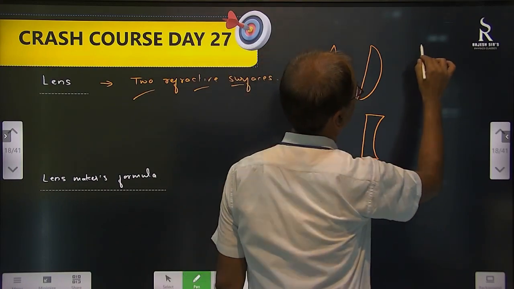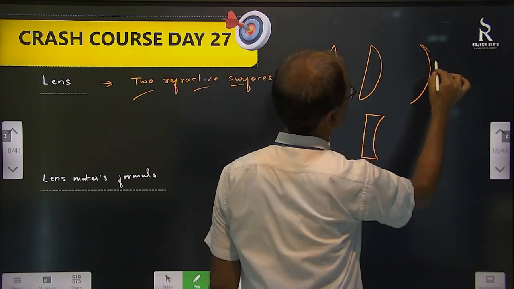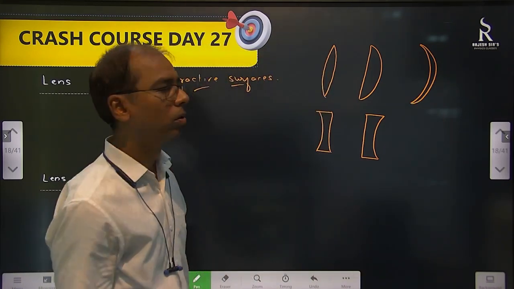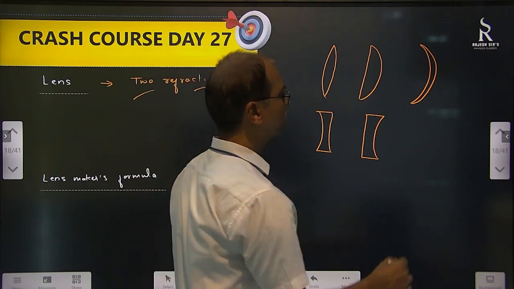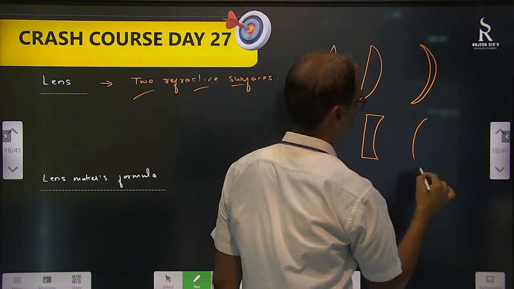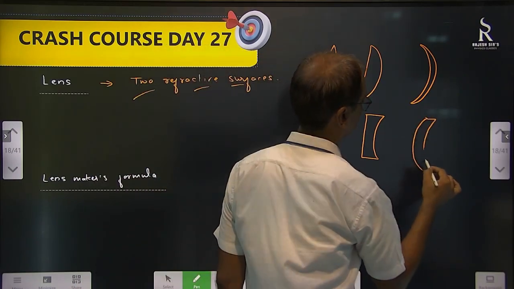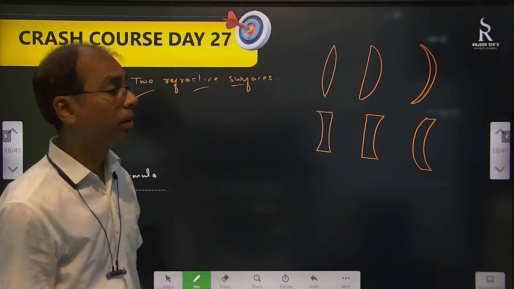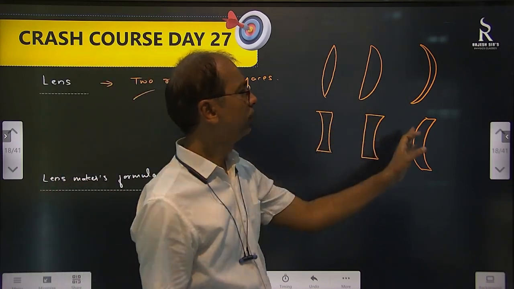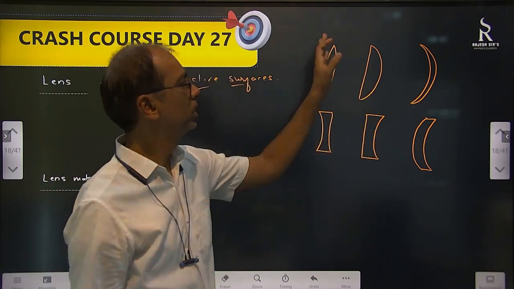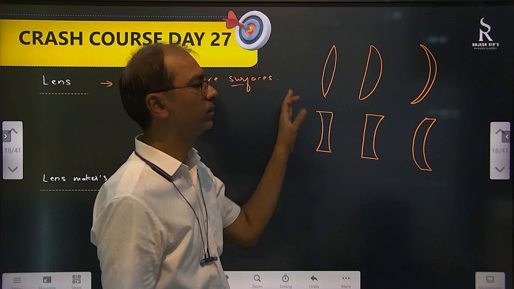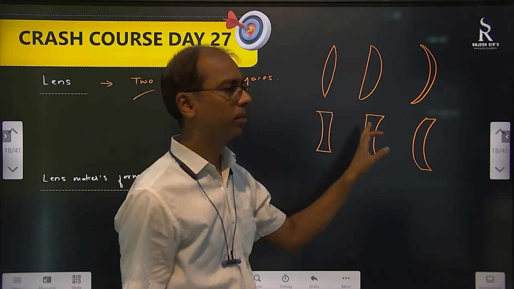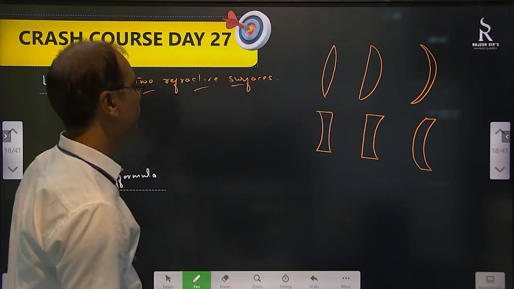So concavo-convex. Then convexo-concave. These are the types. Okay, so these types of lenses we use less. Mostly we'll talk about these four types: biconvex, plano-convex, biconcave, plano-concave. So two refractive surfaces they have.